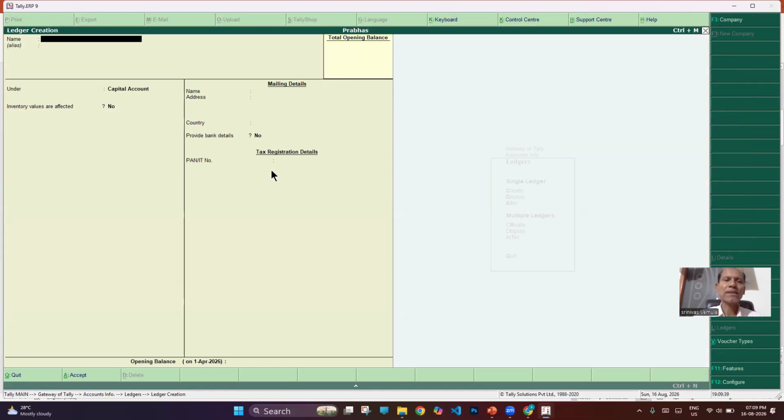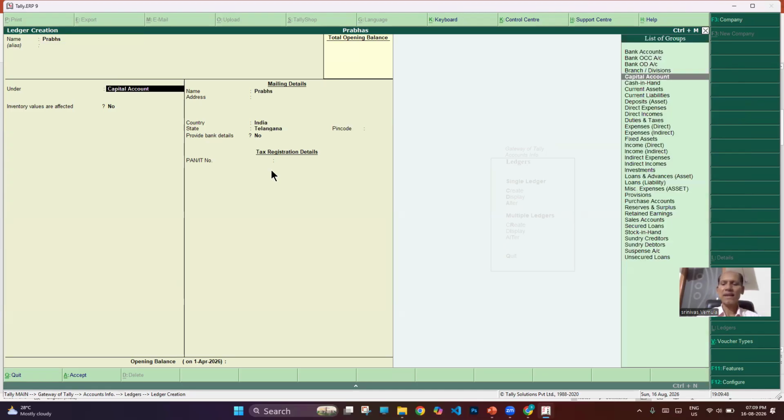First, Prabhas. Prabhas is under capital account because he is the owner and he is bringing the capital. So his name should be saved under capital account.